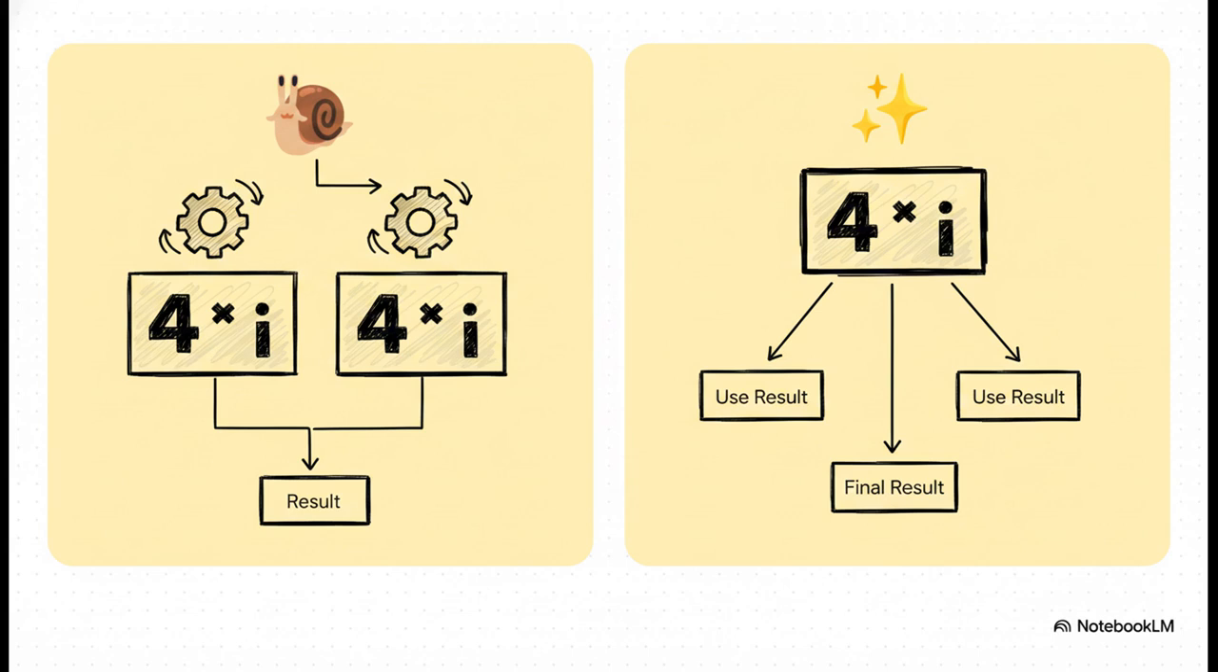And this shows it perfectly. Look at the before version. The computer is told to calculate 4 times I 2 different times. A smart compiler sees that and says, no way, that's wasteful. So in the after version, it does the math just once, saves the answer in a temporary spot, and then just reuses it. It's a tiny change, but it saves real work.